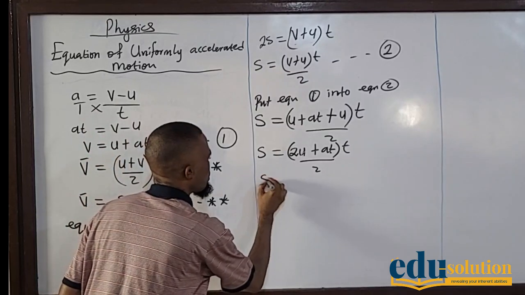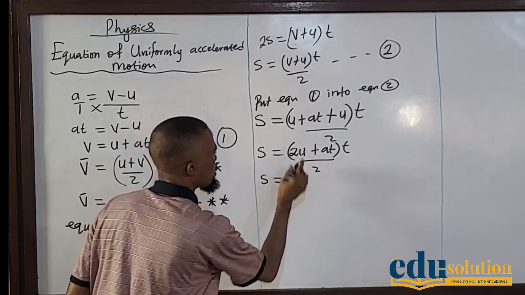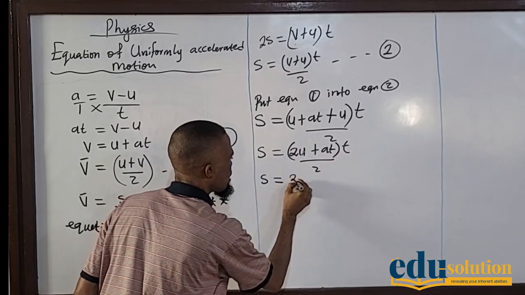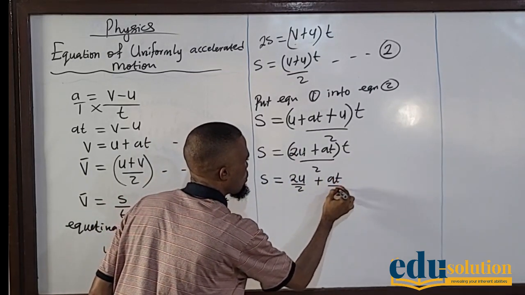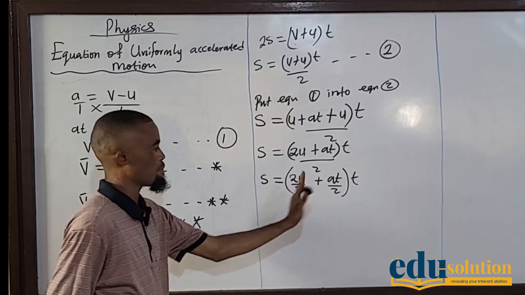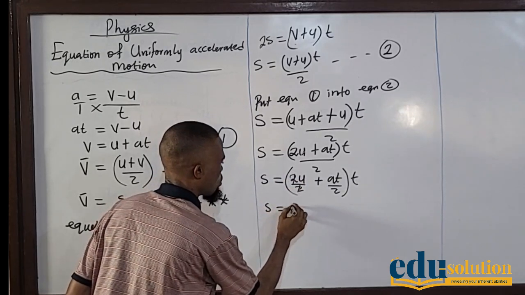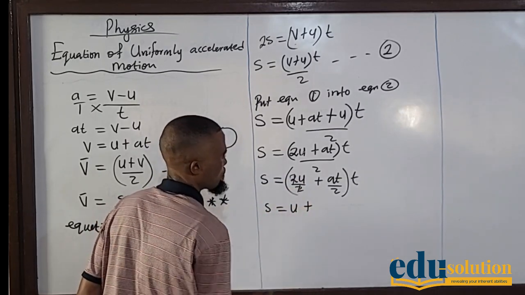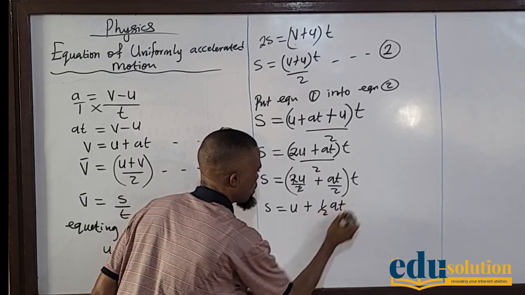Okay. Now we'll continue again. We have s is equal to, now, I hope you know that this equation here, I can write it as 2u over 2 plus at over 2 then times t. I hope you know that they are the same thing. So that from here, we cancel 2 and then we have s is equal to u plus this is the same thing as writing half at, and then we have t.